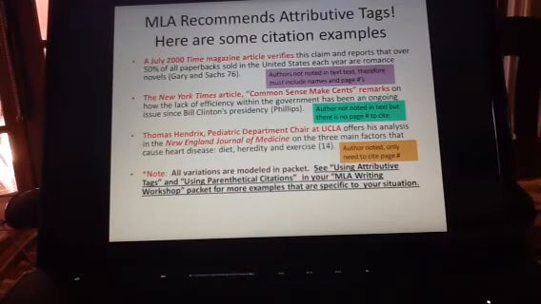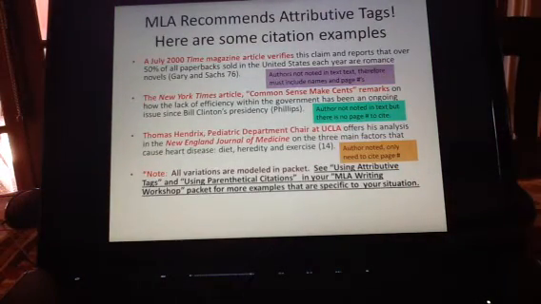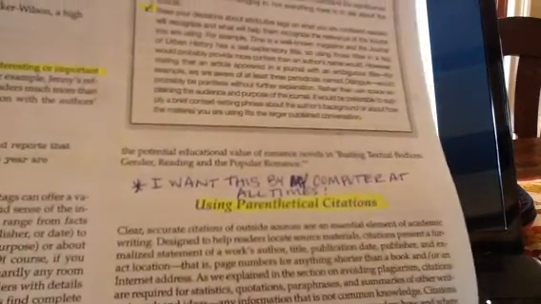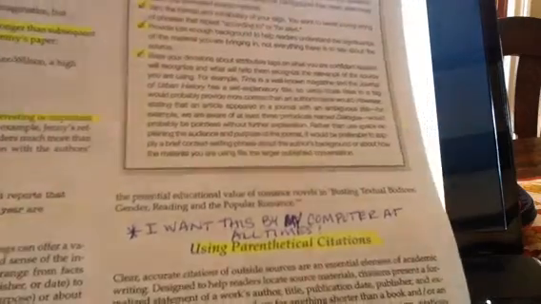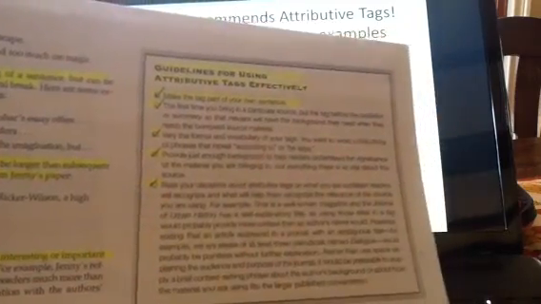So remember, all variations are modeled in the packet. Okay, see using attributive tags and using parenthetical citations in your MLA writing workshop guide. So just to show this to you one more time, where it says using attributive tags, that's on page 3 in your packet. And then if you flip the page, you see it says using parenthetical citations. That's on page 4. And notice, even though it's kind of messy, I want this by my computer at all times. So when you're writing, you're going to need to reference this. There are also a lot of tips, like here, guidelines for using attributive tags effectively. Those are things that you can read over on your own.